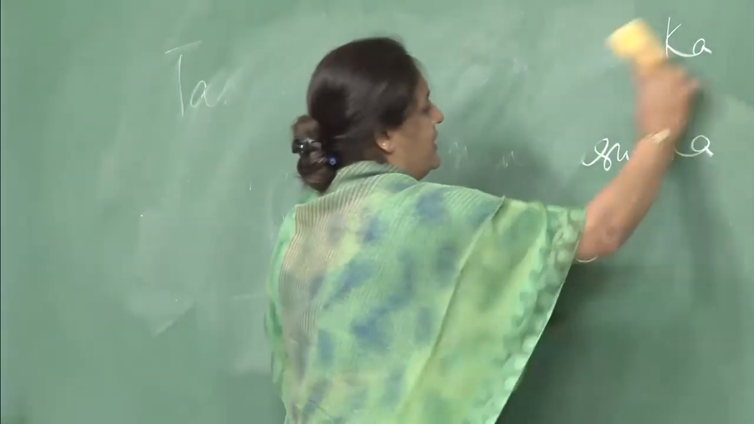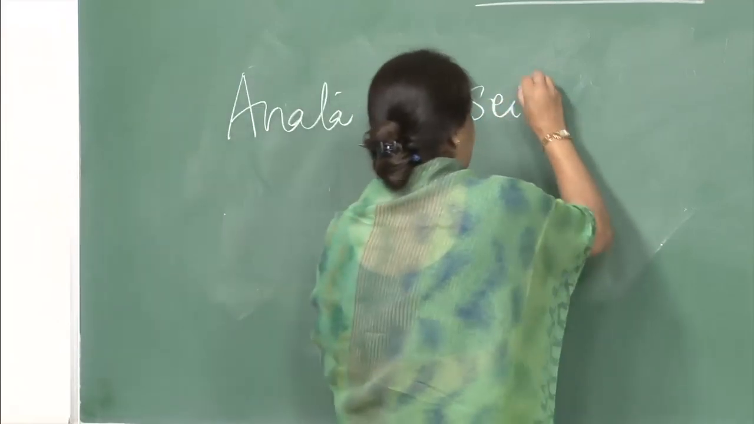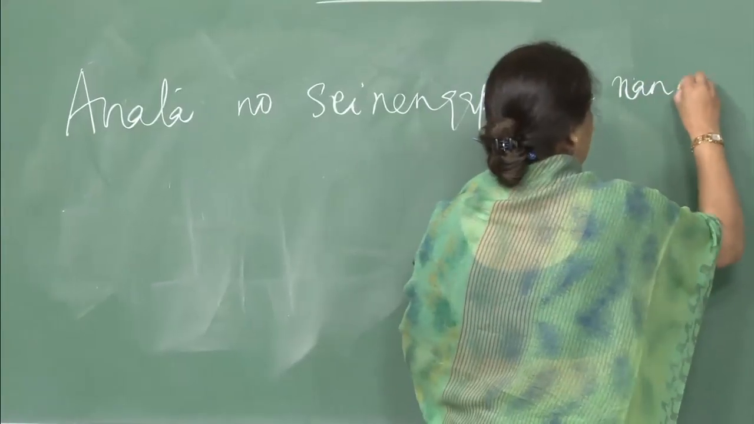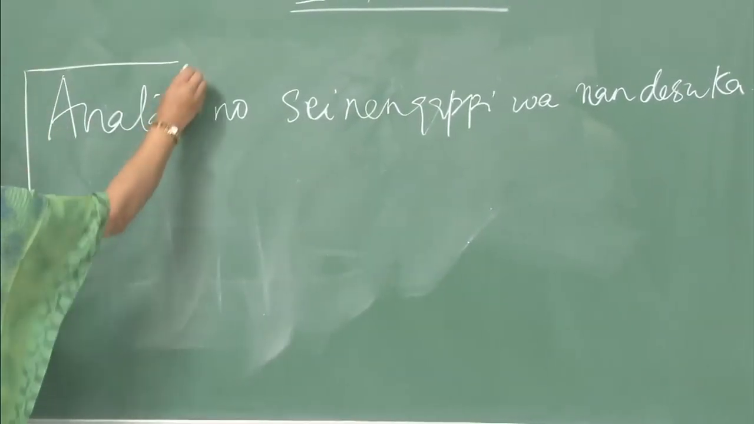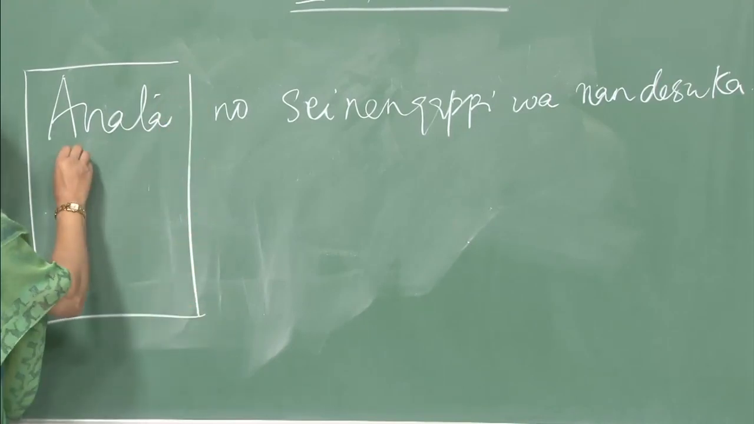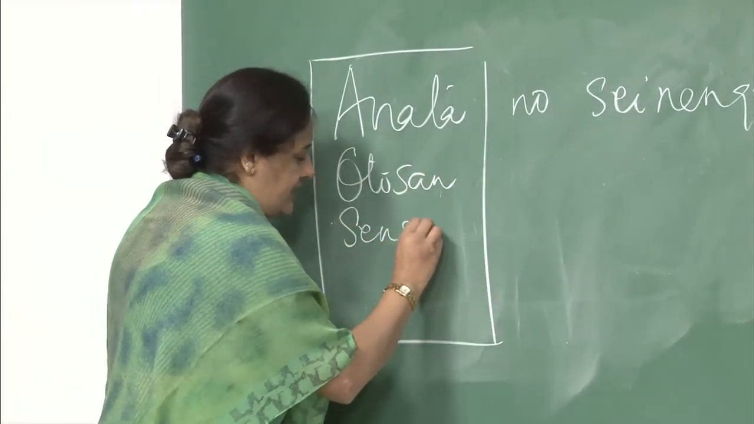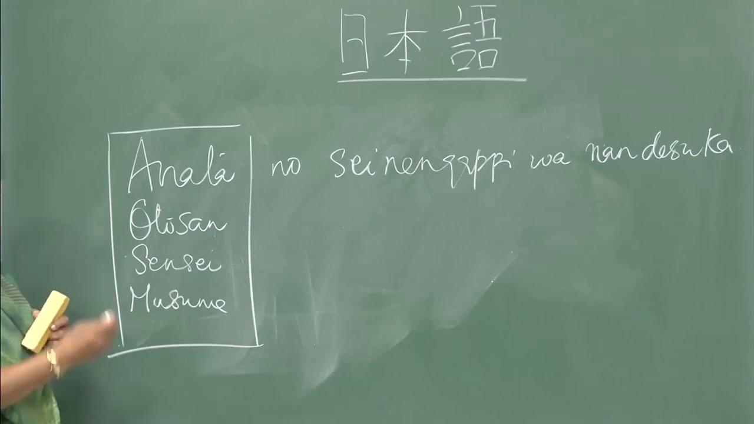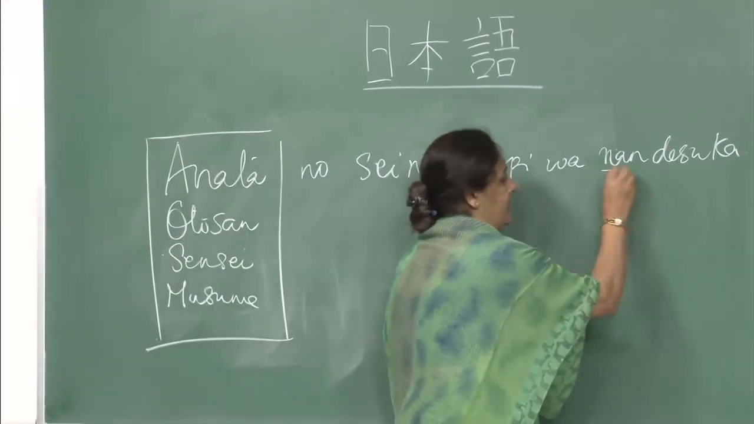Well, for asking, you can put ka in the end. So, anata no seinen gappi wa nan desu ka? Seinen gappi wa nan desu ka? Over here for anata, you can put whatever you want: otosan, sensei, musume, or any other vocabulary that you remember. Tanaka-san no seinen gappi wa nan desu ka?